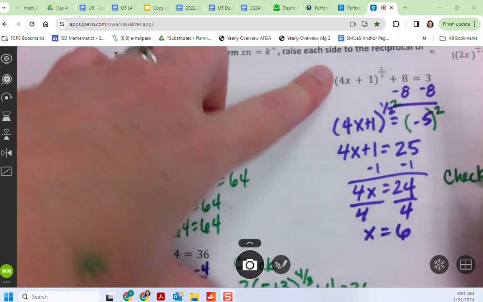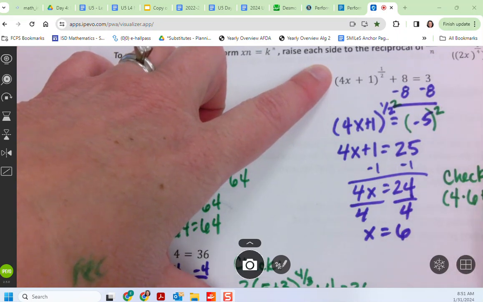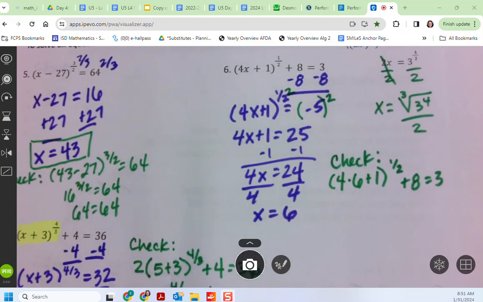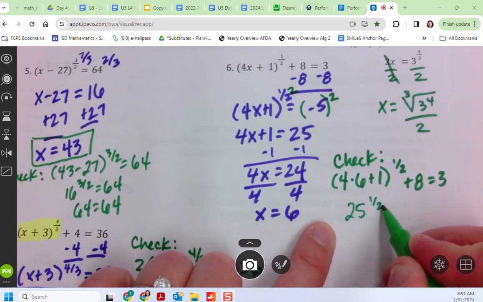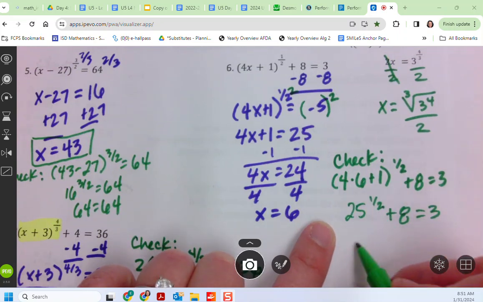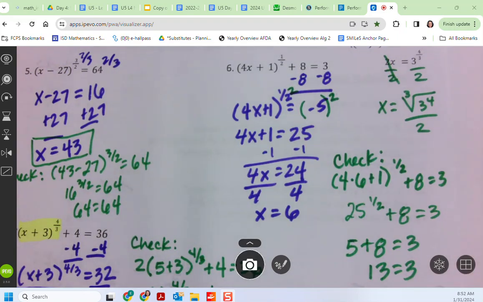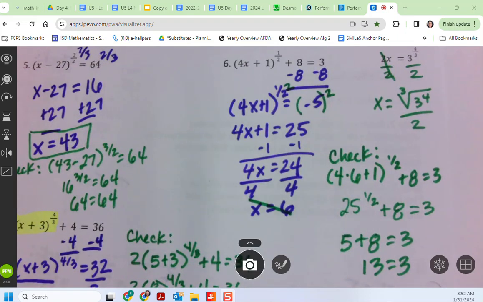So 4 times 6 plus 1 to the 1/2 plus 8 equals 3. Oops, you can't even see that. All right, 4 times 6 is 24 plus 1 is 25. So I have 25 to the 1/2 plus 8 equals 3. And 25 to the 1/2 is 5. So 5 plus 8 equals 3. This is not working out, is it? You got 13 equals 3. So in this case, my solution doesn't work, and I don't have another solution, so what do I write? Very good. No solution.